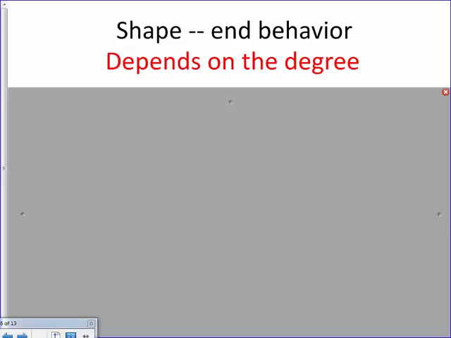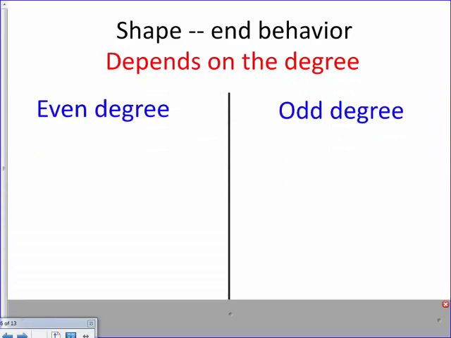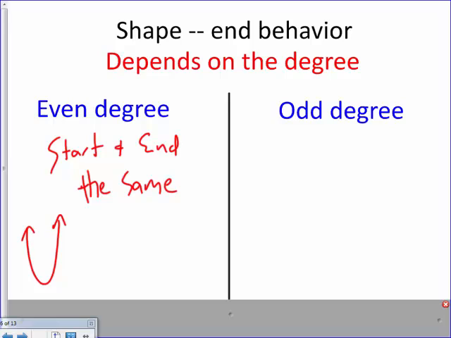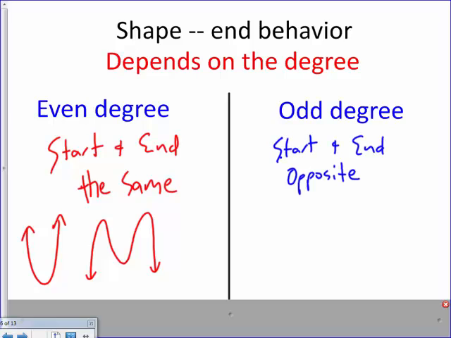Okay, so the thing that we noticed, end behavior. Even degrees start and end the same. So we could have a parabola, we could have a 4th degree, things like that. Odd degree, start and end opposite. So a 3rd degree and a 5th degree. They're always going to end opposite. That's something that we realized.